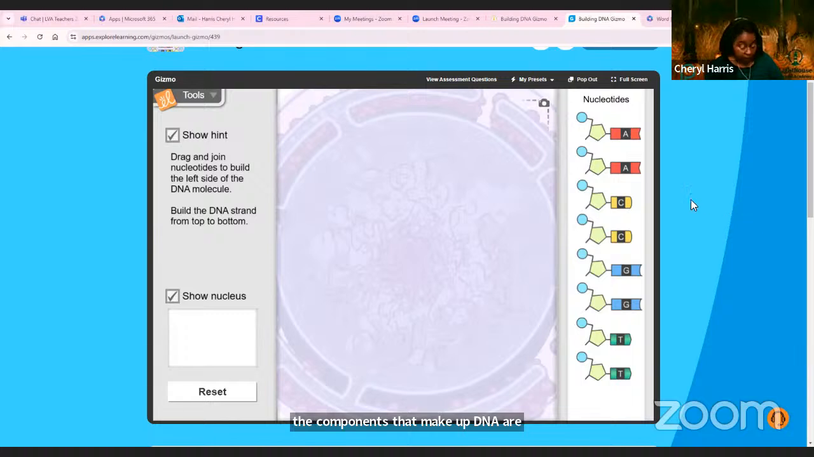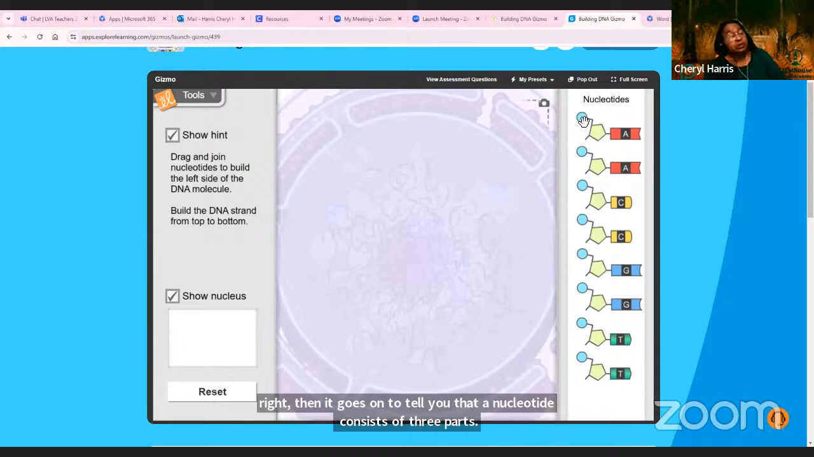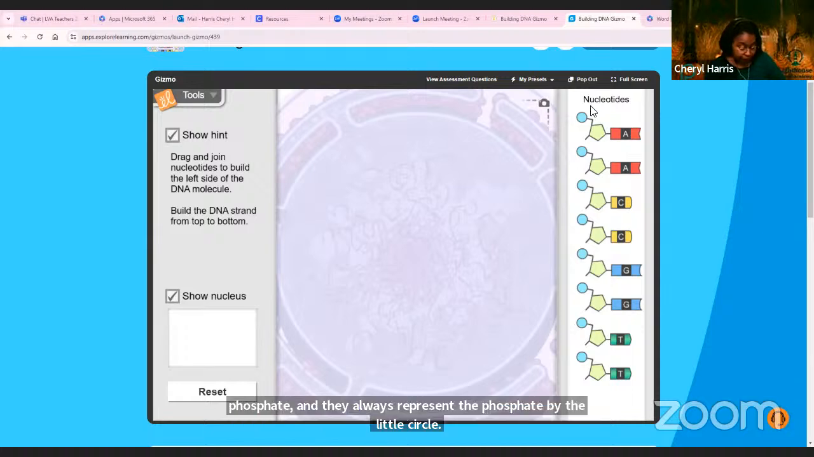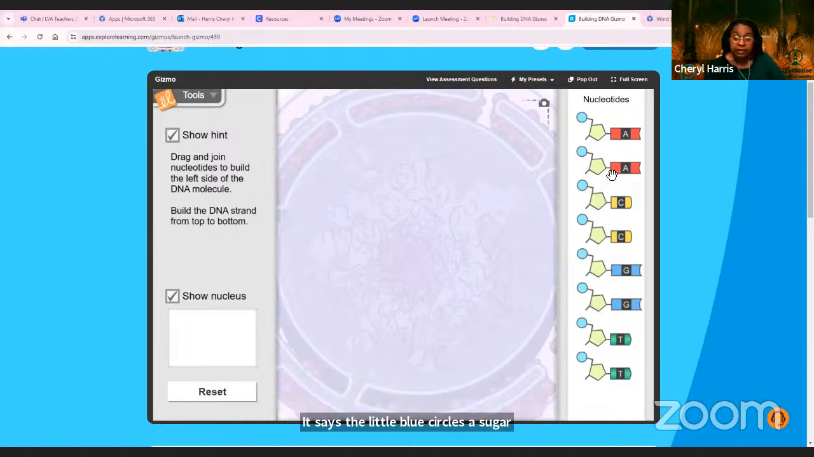Then it goes on to tell you that a nucleotide consists of 3 parts: a phosphate, which they always represent by the little blue circle; a sugar, which is called deoxyribose, represented by the pentagon; and then a nitrogenous base. There are 4 different kinds, so we have 4 different colored nitrogenous bases. Those 3 parts make up 1 nucleotide, and we have 8 of them right now in this column.